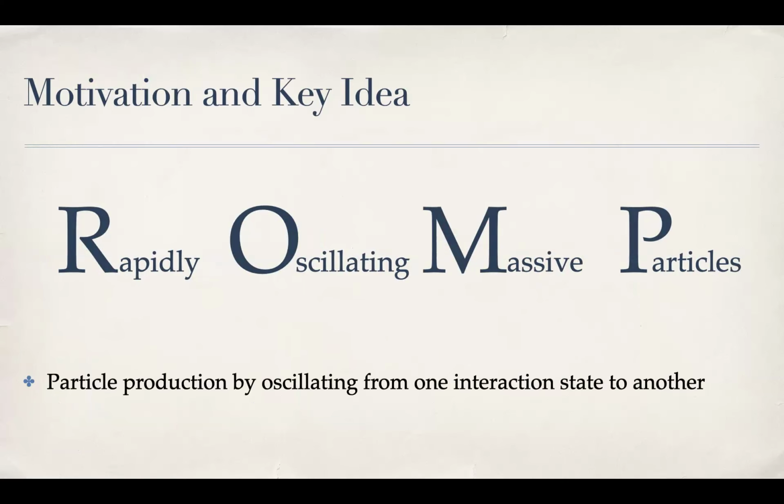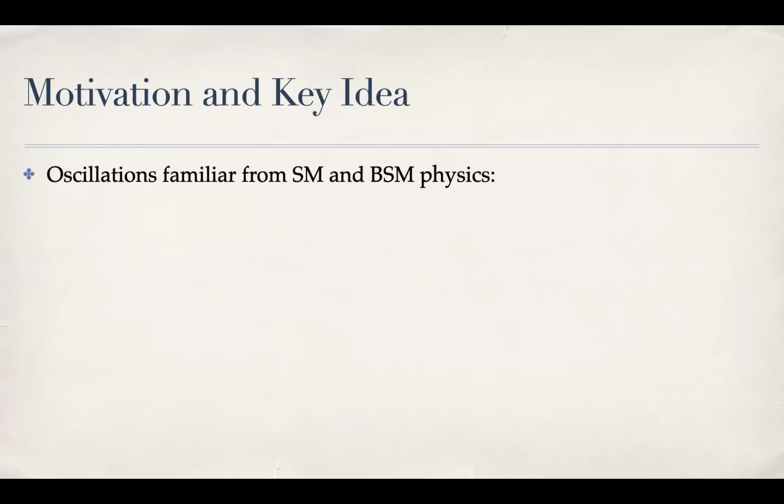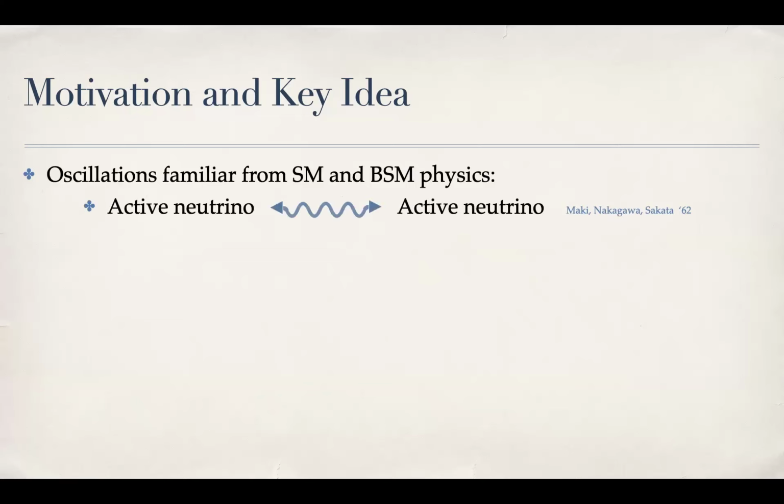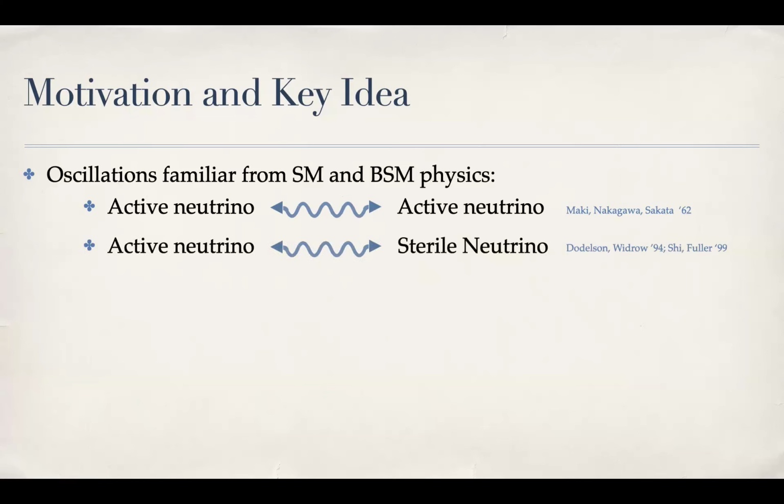I say you're familiar with this because oscillations are very familiar within the standard model itself. As an example, active neutrinos can oscillate from one flavor to the other, like an electron neutrino produced in the core of the sun can oscillate into a different flavor, like a muon neutrino, by the time it reaches Earth. There are other examples in BSM frameworks. Probably the most prototypical one is active neutrinos oscillating to sterile neutrinos, the famous Dodelson-Widrow mechanism, or the Shi-Fuller mechanism, which are really two sides of the same coin, and I'll explain those a little bit later.